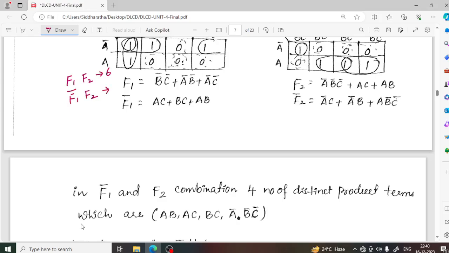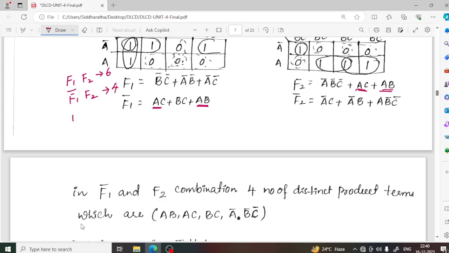Just observe AC, BC, AB, A bar, B bar, C bar, AC, AB. So how many distinct product terms are there? What product terms are commonly covered by F1 bar and F2? AC covered, then AB covered. So in total how many distinct product terms are there? 1, 2, 3, 4 only.